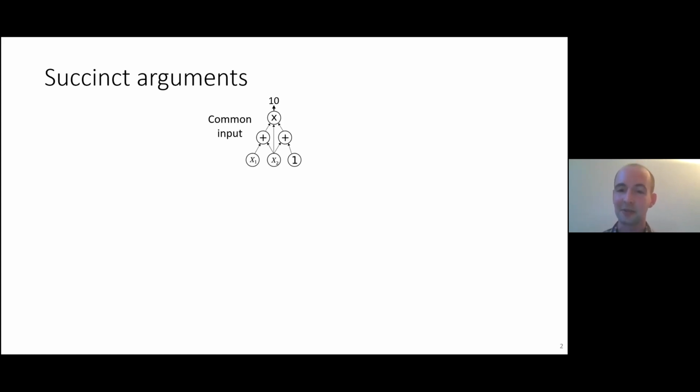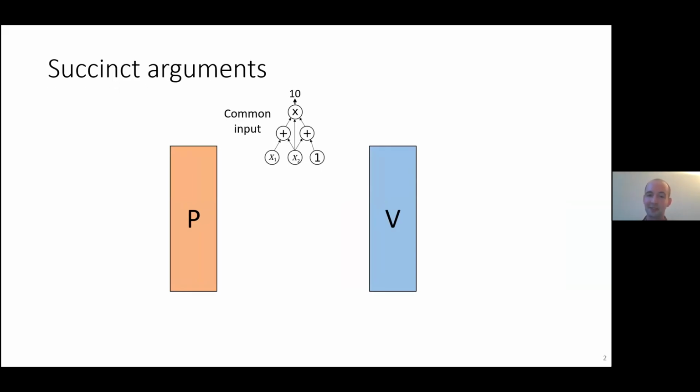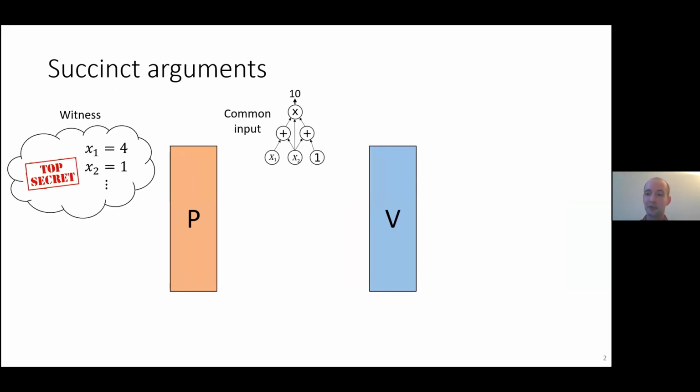In a succinct argument, the setup is that we have some kind of common statement, and there's a prover and a verifier, and the prover wants to convince the verifier that this common input actually represents a true statement. The prover knows a witness. In this case, the statement is like an arithmetic circuit with a specified output, and the prover wants to convince the verifier that they know a witness which produces the desired output when you plug it into the circuit.